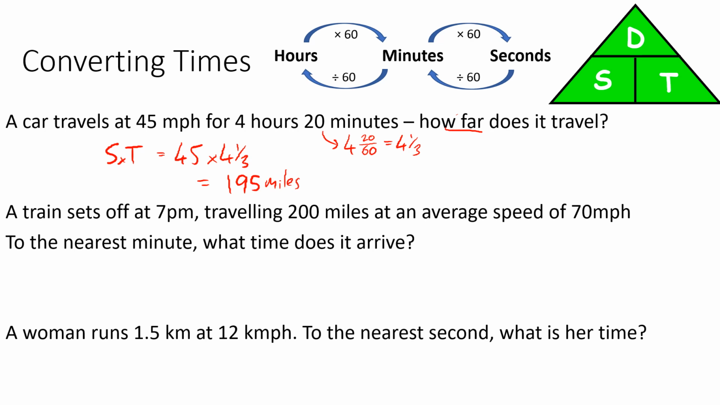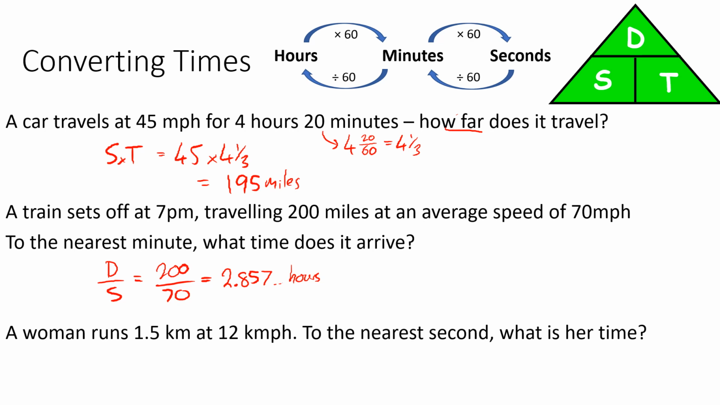Second question, we've got here a train leaving at 7 p.m, traveling 200 miles at an average speed of 70. So we want to know time. Time is equal to distance divided by speed, according to our triangle. So we want to do 200 divided by 70. No particular requirements there. And that's going to give us 2.857, etc. hours.